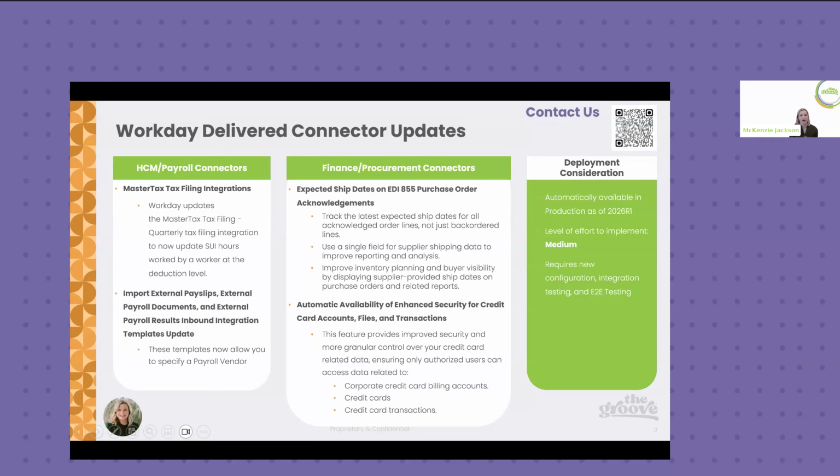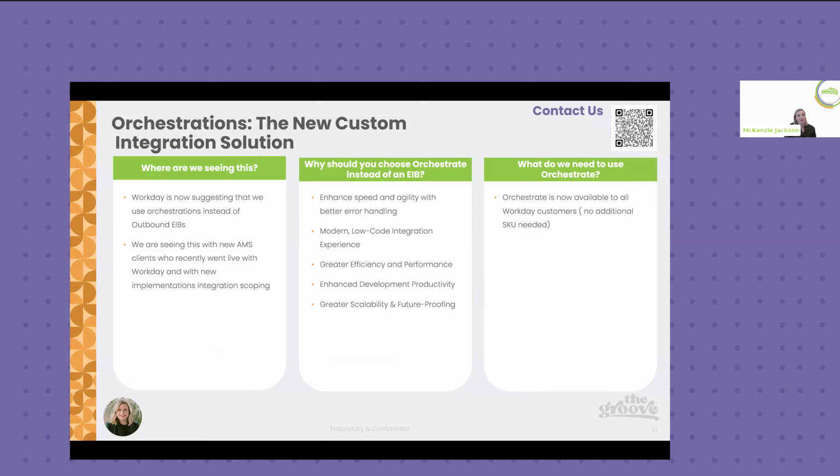So now I'm going to move over to Orchestrate and discuss that. I know that Orchestrate has been a big buzzword, and we are seeing orchestrations be used more and more with new implementations, with new AMS clients that are just going live and have orchestrations. I know it says on here that we're seeing those used instead of outbound EIBs, which is the biggest place we're seeing it, but we're seeing these for inbound integrations, APIs, really everything.